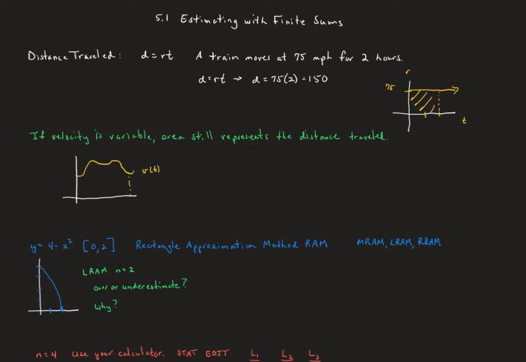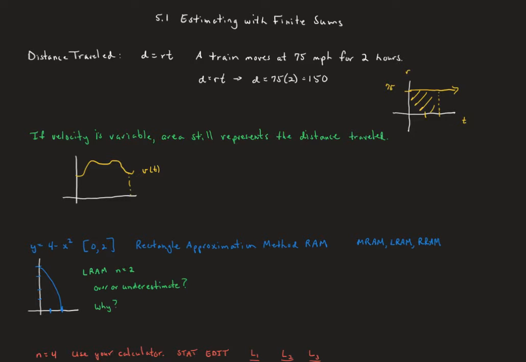If we have a constant rate, imagine a train moves at 75 miles per hour for 2 hours. Then the rate is 75 miles per hour, the time is 2 hours, so the distance is 75 times 2, which is 150. Visually, you can show that the velocity is constant because it's a horizontal line, and if we mark time along the horizontal axis, then distance equals rate times time is represented by the area of that rectangle. That rectangle is 75 by 2, so its area is 150.